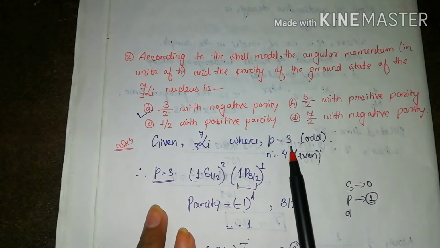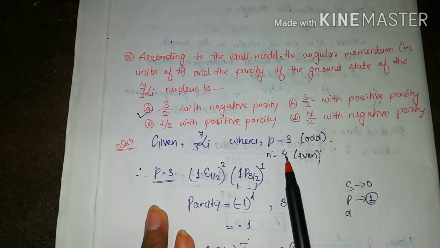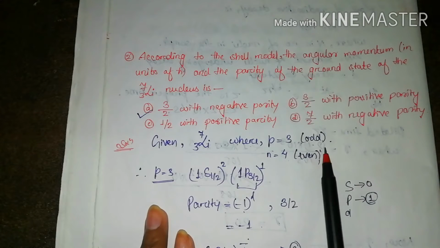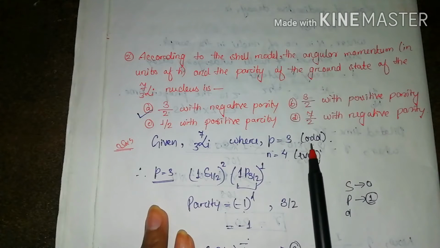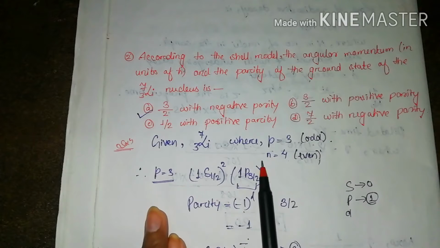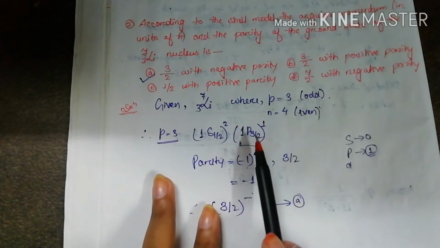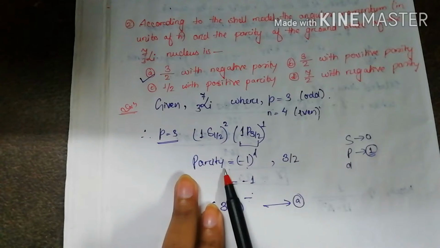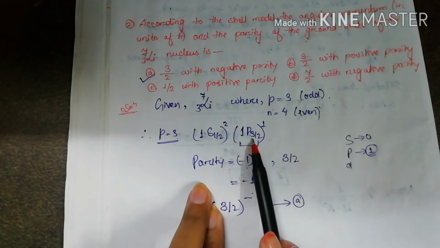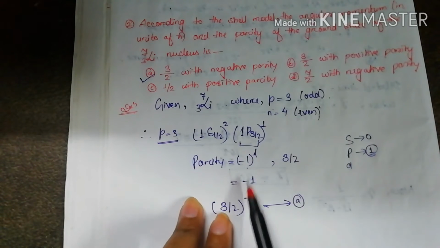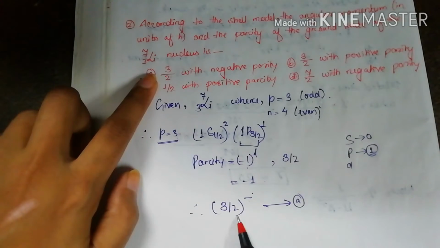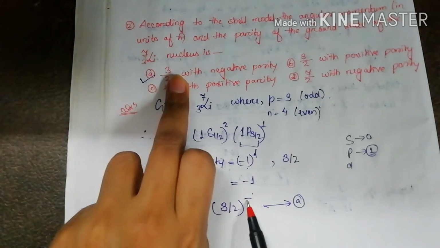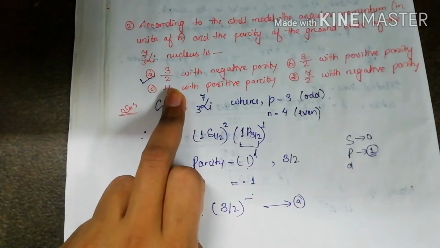So here the number of protons is 3, which is odd, and the number of neutrons is 4, which is even. So we won't write the energy levels for the even number, and we will write it only for the odd number, which is as such. So here the spin is 3 by 2. The parity formula is minus 1 to the power L. So for P, the value of L is what? 1. So minus 1 to the power 1 is minus 1. So finally, the parity of the ground state of this nucleus is 3 by 2 negative. So the correct option is option A. So now let's come to the next question.